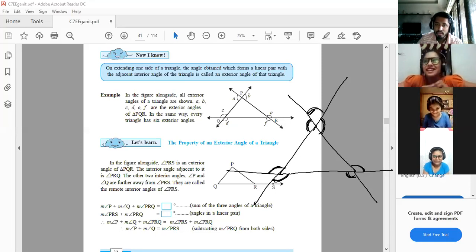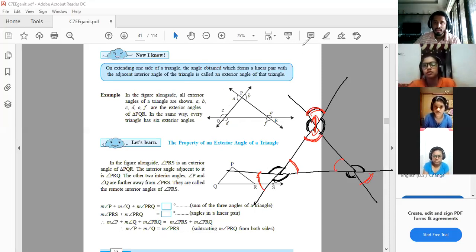This angle is not called an exterior angle because this is a vertically opposite angle. Can you see, opposite to each other? Look at this, this and this are opposite, this and this are opposite. So this is not exterior. These are opposite angles. Exterior is the angle which touches the side.